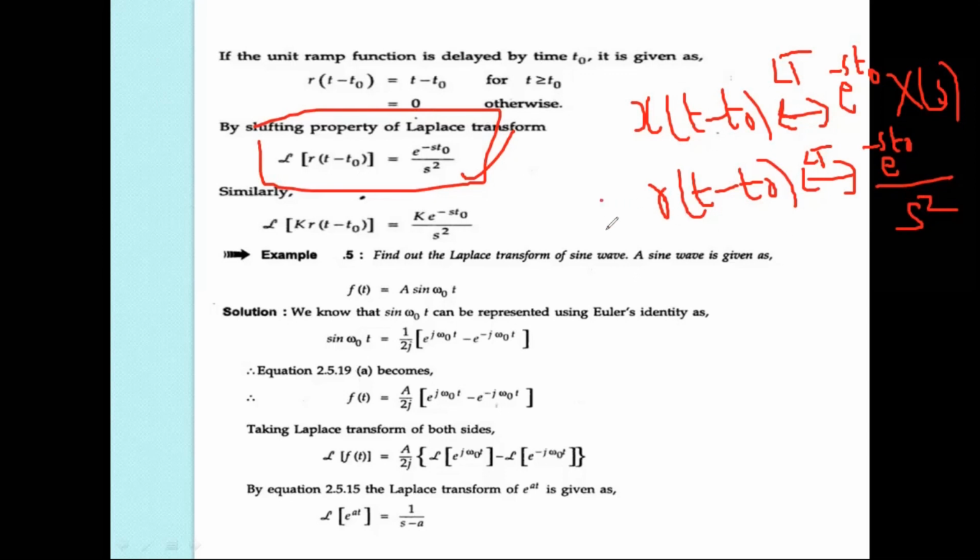Got it? If k is multiplied, you get k into e power minus s t naught by s square. We have another formula: the Laplace transformation of the ramp function is 1 by s square, the Laplace transformation of the step function is 1 by s. The Laplace transformation of a delayed version of the ramp function is e power minus s t naught by s square. The Laplace transformation of e power at mu of t is 1 by s minus a.